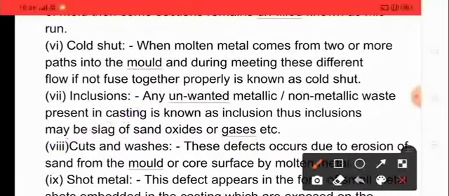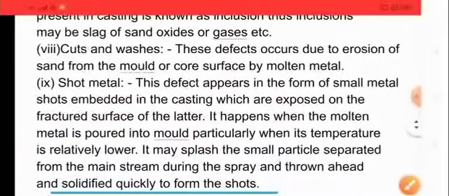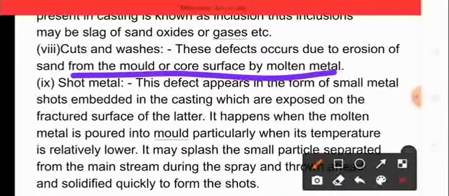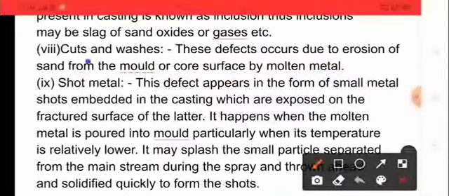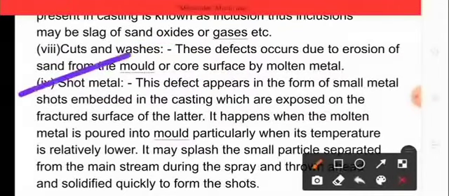Cuts and washes. This defect occurs due to the erosion of sand from the mold or core surface by molten metal. Due to erosion of sand, these cuts and washes occur.